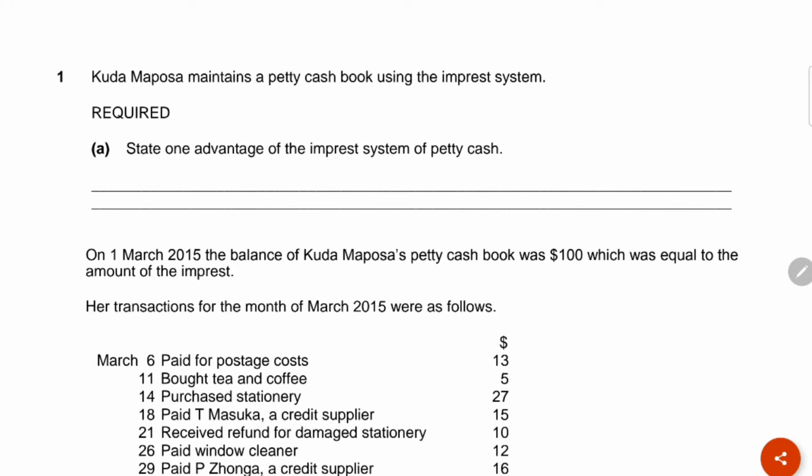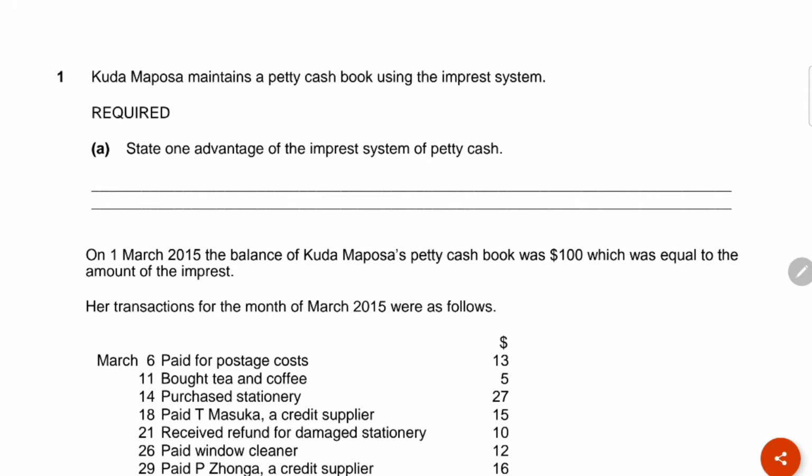In today's video, I'm going to be having a look at cashbook questions and also petty cashbook questions. So we're going to be first starting with a petty cashbook question, and here we go. It basically is talking about Kuda Mposa who maintains a petty cashbook and he uses an imprest system.